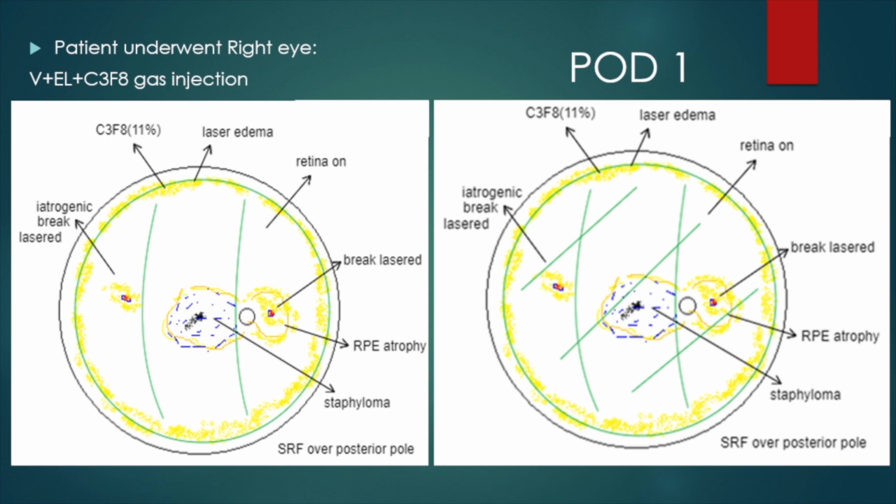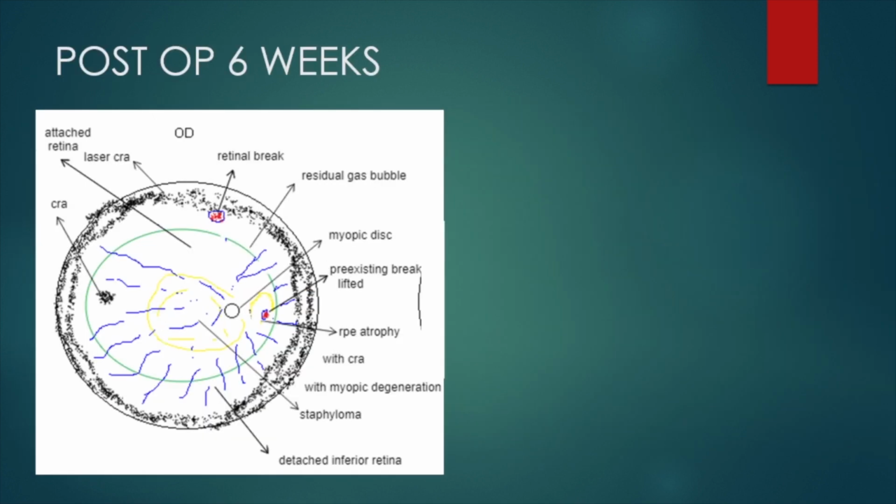So the retinal break was well lasered. However, there was some subretinal fluid persistent over the posterior pole. Now, on post-operative day 1, we see that the retinal breaks are flat. However, there is some persistent subretinal fluid. I decided to observe the patient.